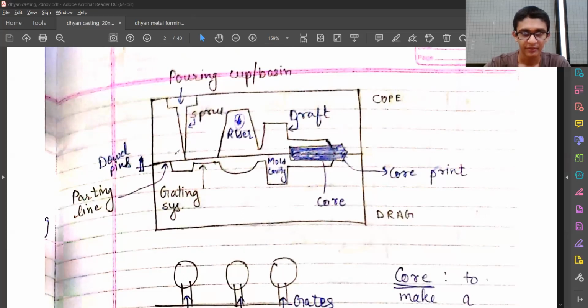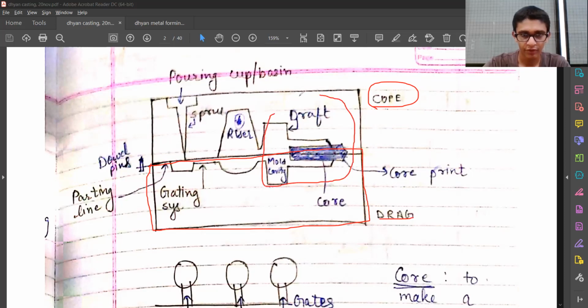With some other color, red. Yeah. So this is the half, the bottom half, which is called the drag. The top half is called the cope. And over here inside, this is where our actual product will be made. So that is the mold cavity. And if we have some core requirement, we can have a core placed inside our cavity. Now this is called the parting line, which parts the cope and drag.